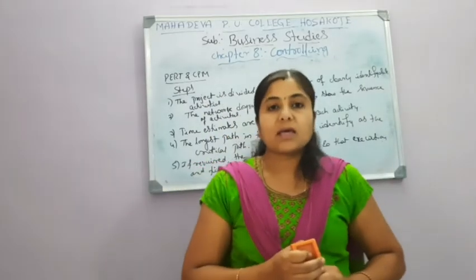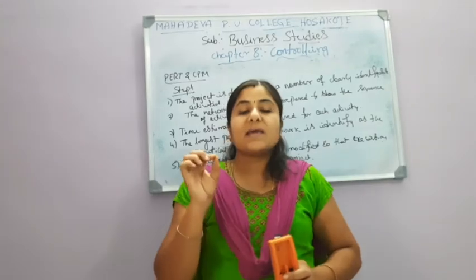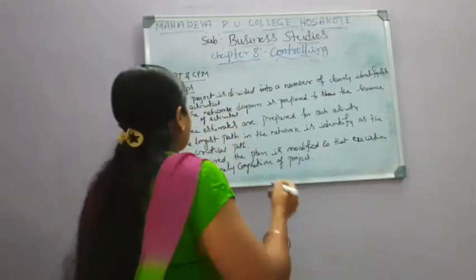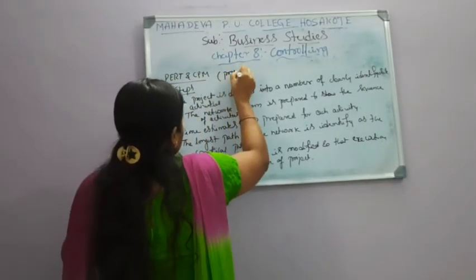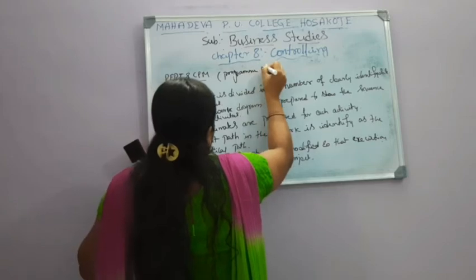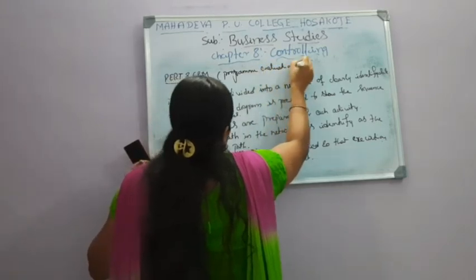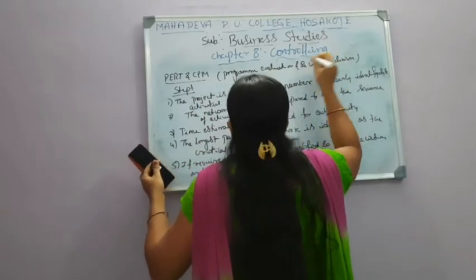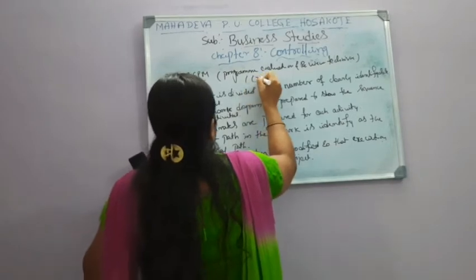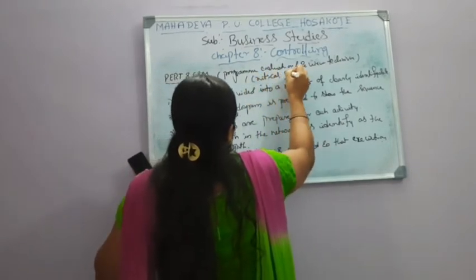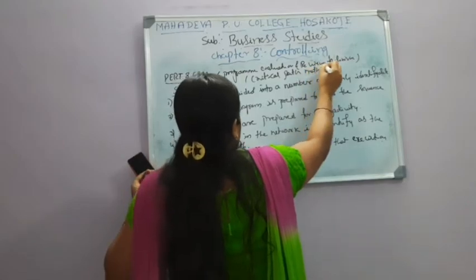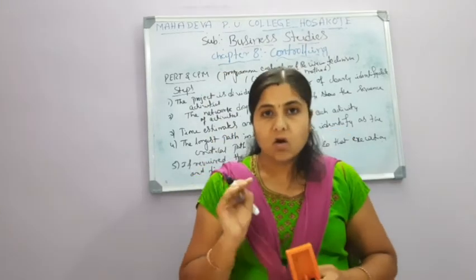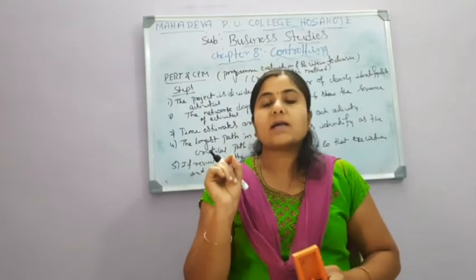So what is PERT and CPM? PERT is program evaluation and review technique. CPM is critical path method. Nowadays, modern organizations use these two as modern techniques of managerial control.